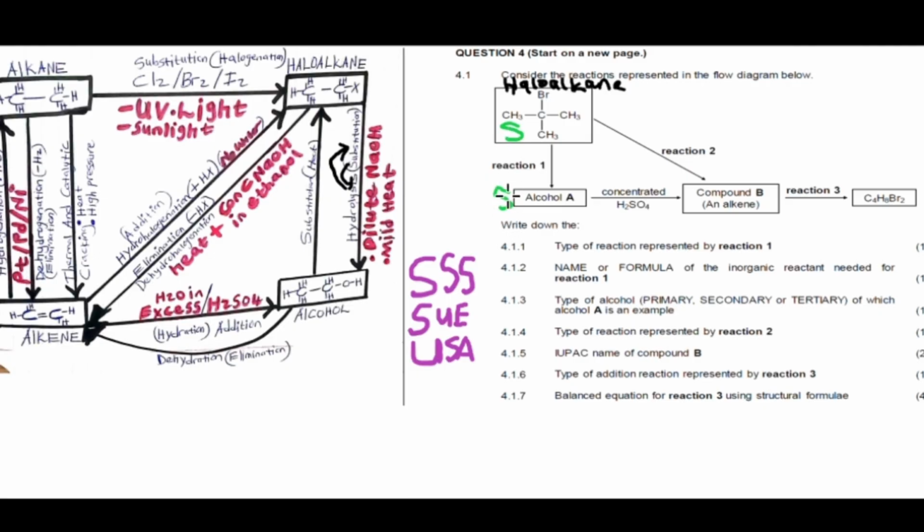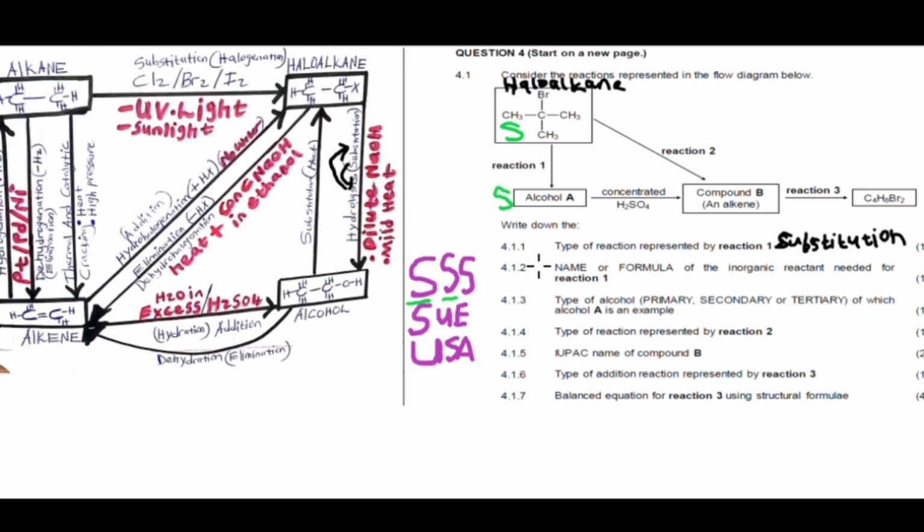So from saturated to saturated, look at the triple S to USA. It is going to be substitution. So my answer there is substitution, because of the triple S. Remember, from saturated to saturated, we're going to form a substitution. So that is your 1 mark there.